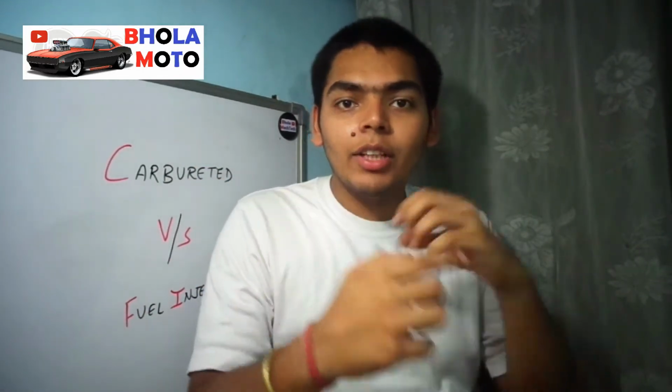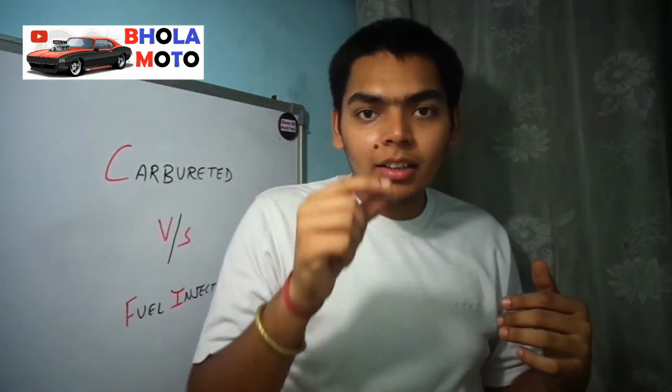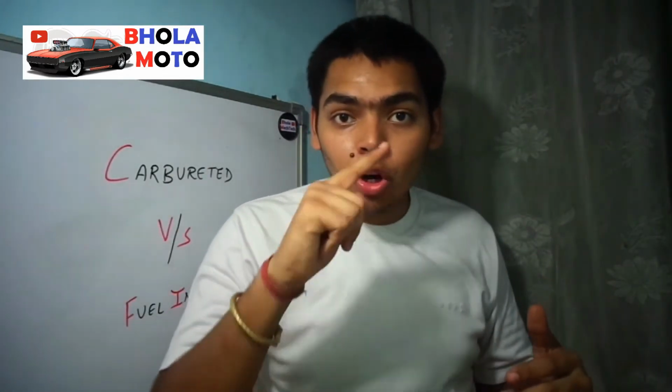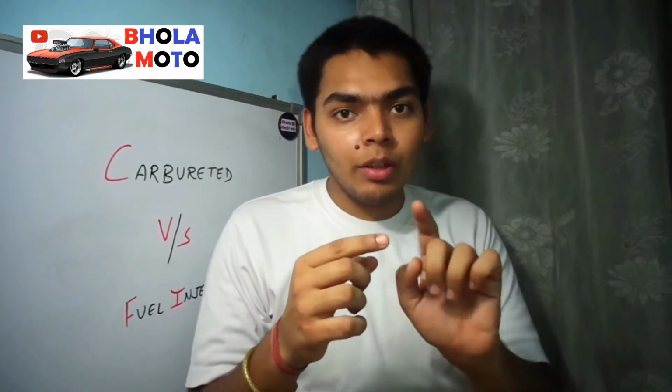So a carbureted vehicle takes the air from one side, and the design of the carburetor is like this: the area of the intake manifold reduces at a point, and after that it increases again. It is like a venturi tube, and when the air enters at the neck of this venturi, the pressure drops. Due to that pressure drop, the fuel is sucked out at this point, it comes out in atomized form, and then it makes an air fuel mixture.